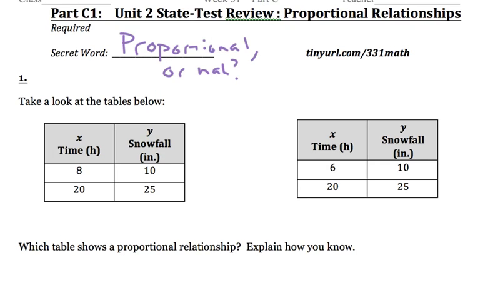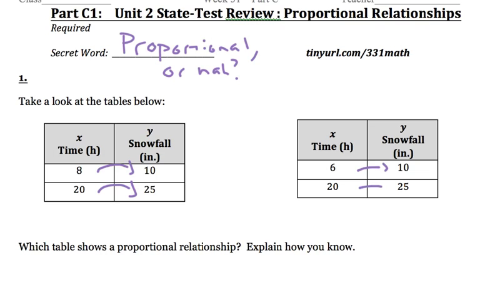Alright, so remember what a proportional relationship is. It is a relationship where the numbers are related by the same factor. You can always multiply by the same number, which is called the constant of proportionality, or the unit rate. So if we can find one number to multiply by here to get 10 and by 20 to get 25, that would make this proportional.